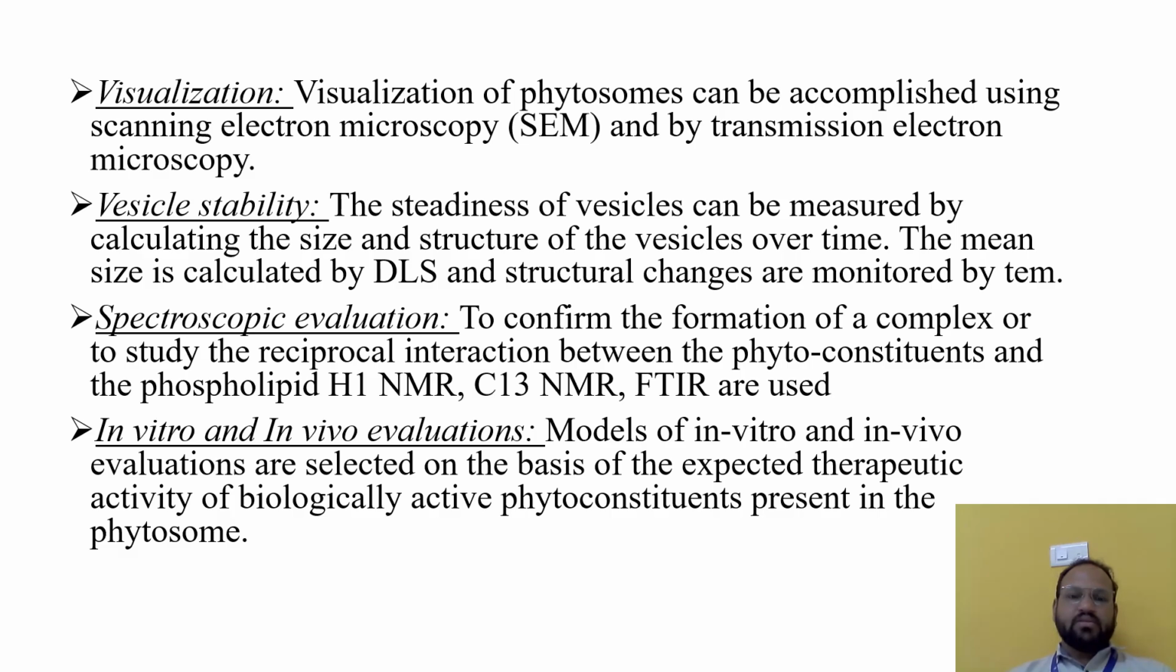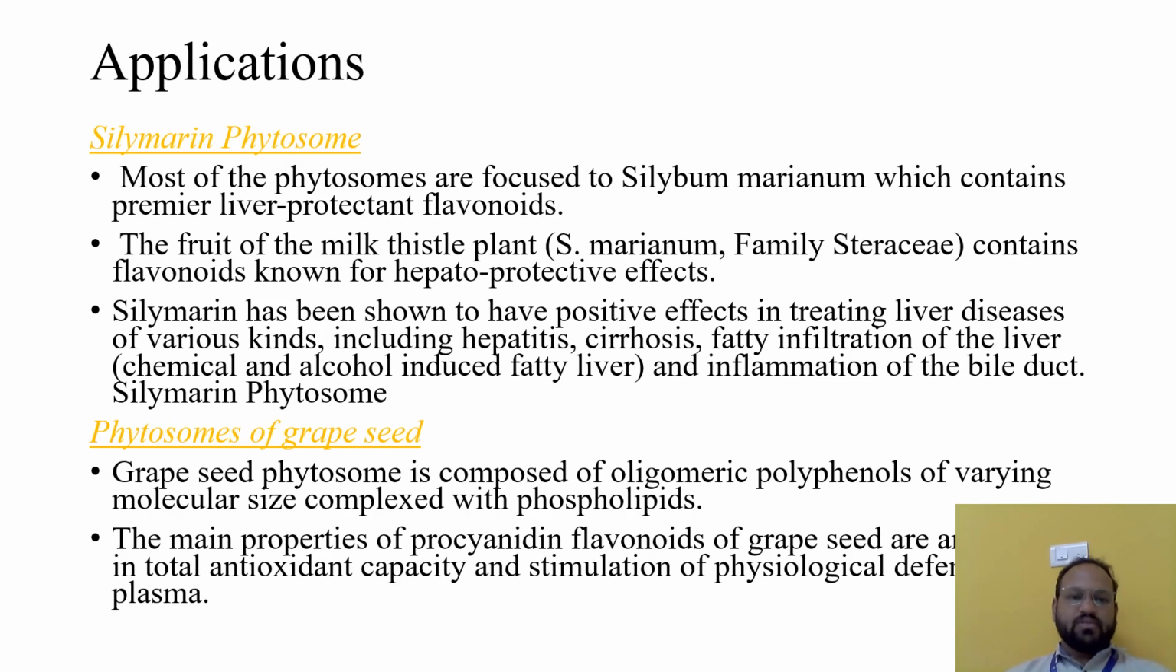Spectroscopic evaluation, to confirm the formation of complex or to study the reciprocal interaction between the phytoconstituents and the phospholipid: H1 NMR, C13 NMR or FTIR are used. In vitro and in vivo evaluations: models of in vitro and in vivo evaluations are selected on the basis of the expected therapeutic activity of biologically active phytoconstituents that are present in the phytosomes.